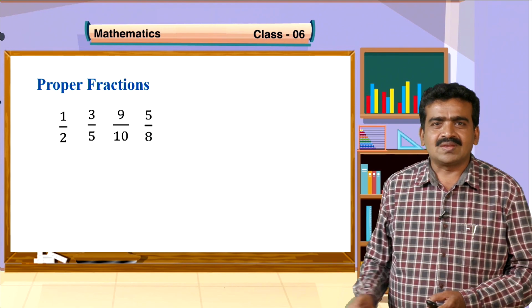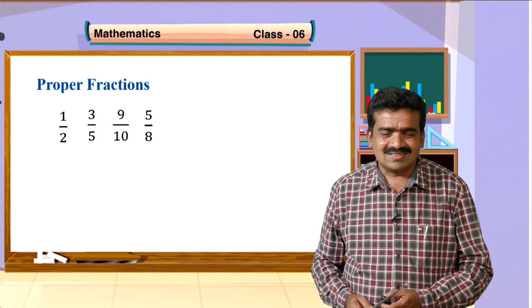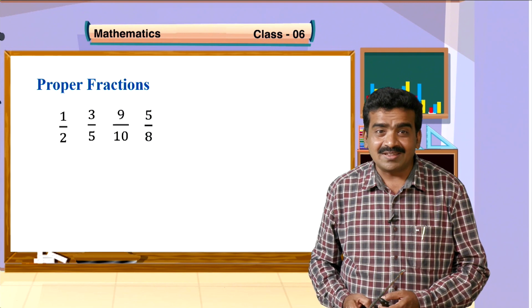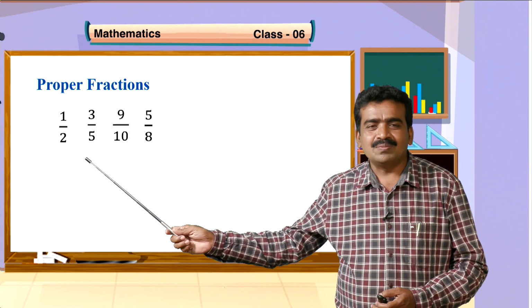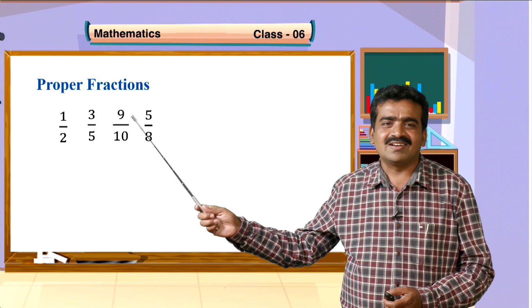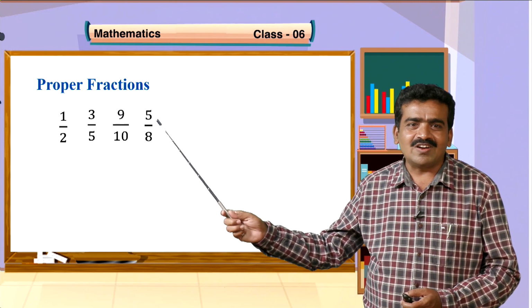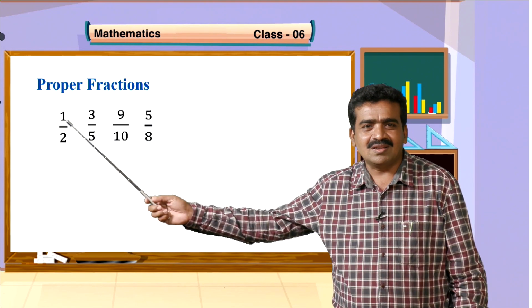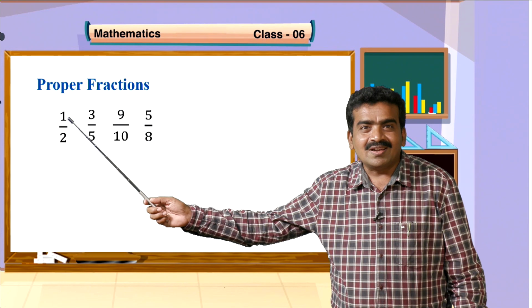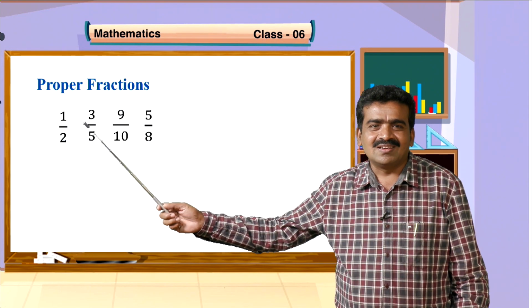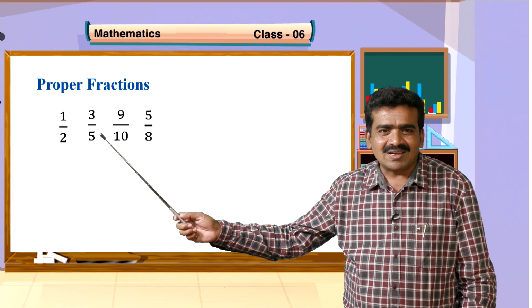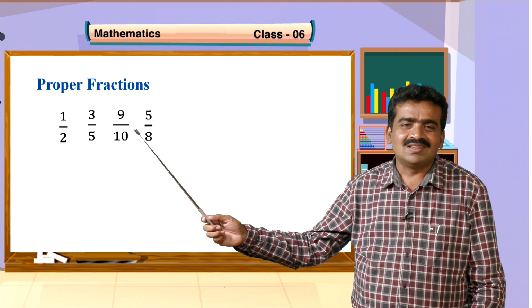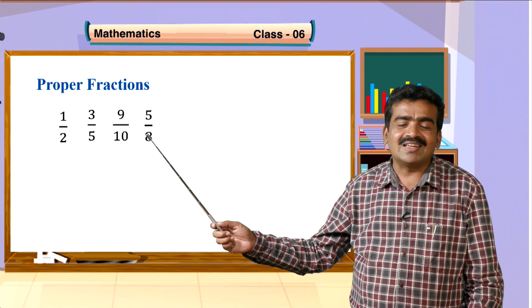My dear student, look at all these examples. Here these are the different fractions which are given. Can you read them? 1 by 2, 3 by 5, 9 by 10 and 5 by 8. Look at the value of the numerator with respect to the denominator. Here in 1 by 2, the numerator is smaller than the denominator. In 3 by 5, the numerator is smaller than the denominator. In case of 9 by 10 also, 9 is smaller than 10. In case of 5 by 8, 5 is smaller than 8.